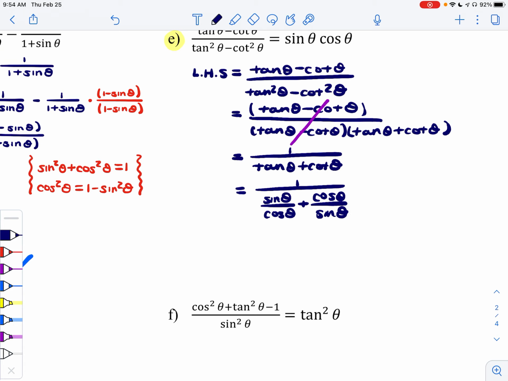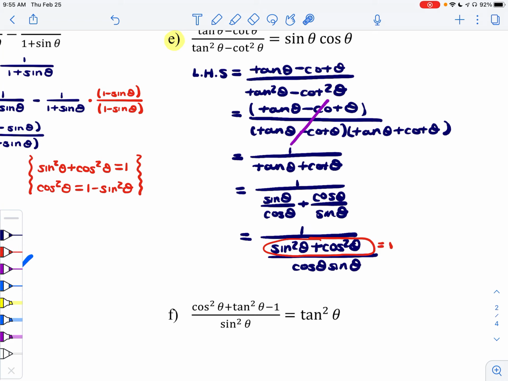All right, now from here, I'm going to go ahead and get a common denominator. So I'm going to multiply this first term by sine over sine, and I'm going to multiply this second term by cosine over cosine. Now, if we do that, we still have the 1 in the numerator, and we're going to end up with sine squared plus cosine squared over cosine times sine. Now, the thing that jumps out at me is this guy right here, sine squared plus cosine squared. That's our Pythagorean identity. We know that that is just equal to 1.